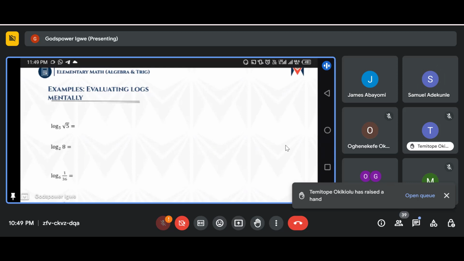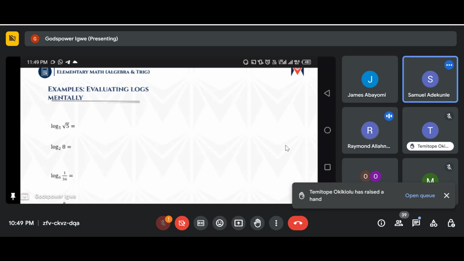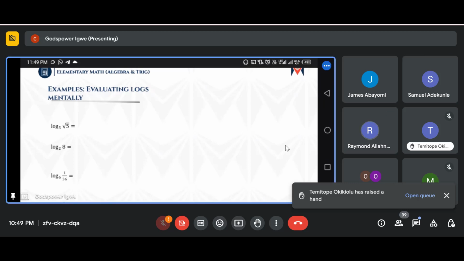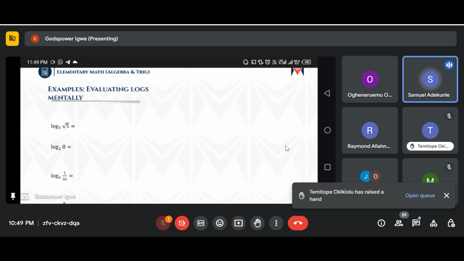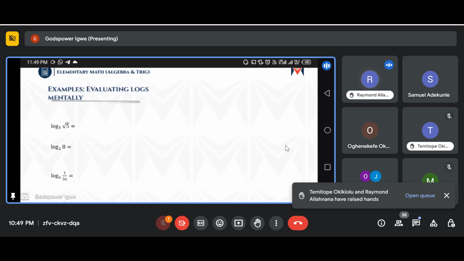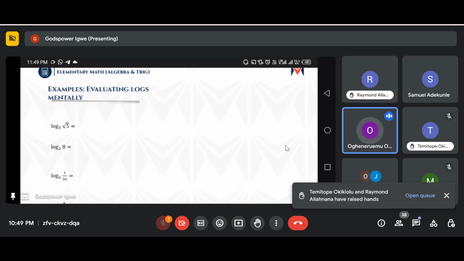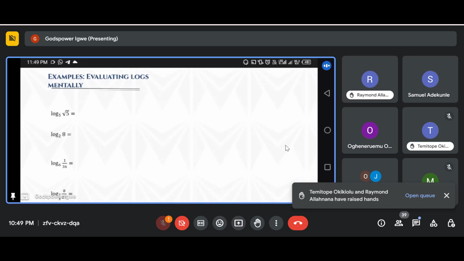Then log 2 of 8 is 3, because it's 2 raised to power 3. Alright, then log 6 of 1 over 36. That should be minus 2, because it's 6 raised to power minus 2. Correct, that's minus 2.